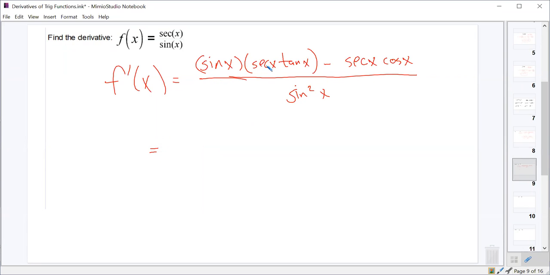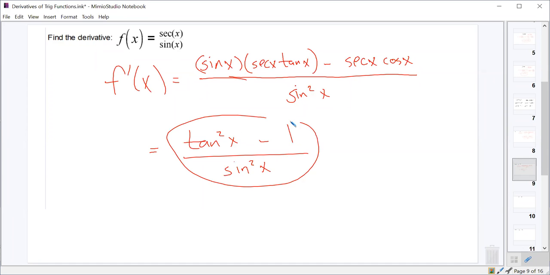What's sine times secant? Tangent, right? That's sine over cosine. And then tangent times another tangent would be tangent squared x, and then minus 1, all over sine squared x. Any issues there? Any questions, problems with that?